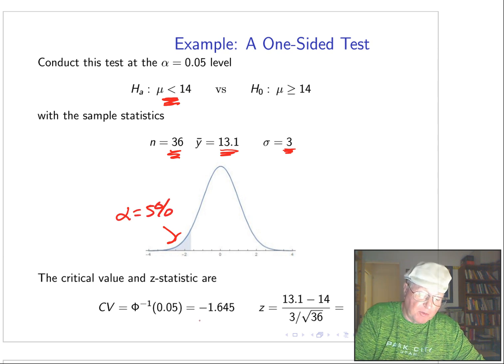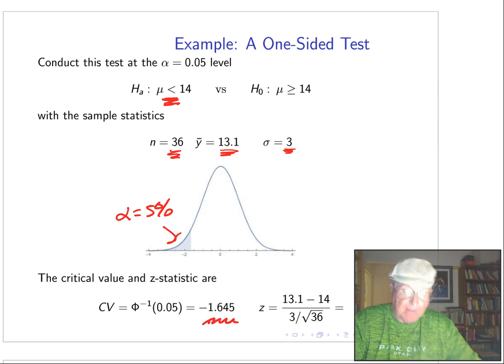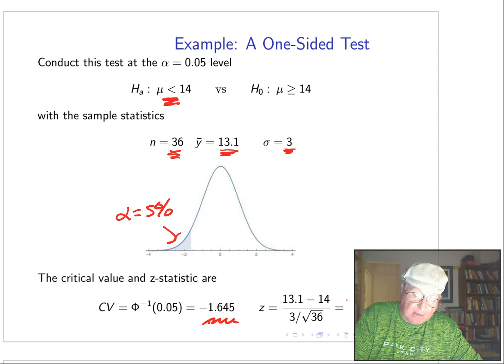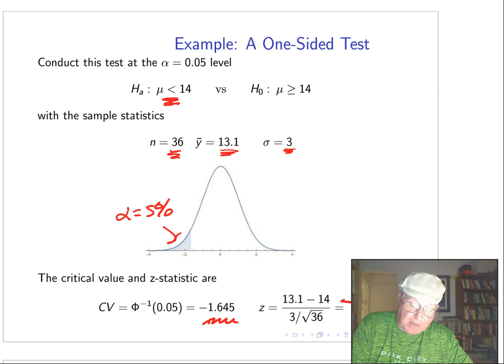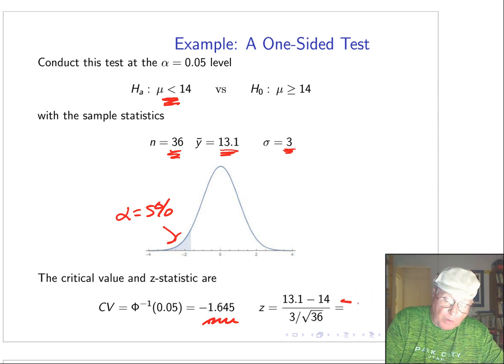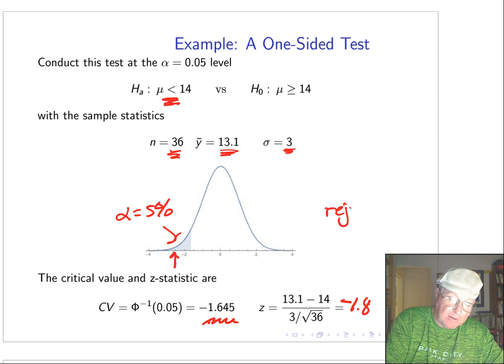We'll look that up in the normal table, and we'll get a critical value of 1.645. Then we'll go ahead and calculate the test statistic. So sample mean minus null mean divided by standard deviation by the square root of the sample size. A little bit of calculator work says this is minus 1.8. Okay? So minus 1.8 is out here. And so we're going to reject the null hypothesis. Nice.